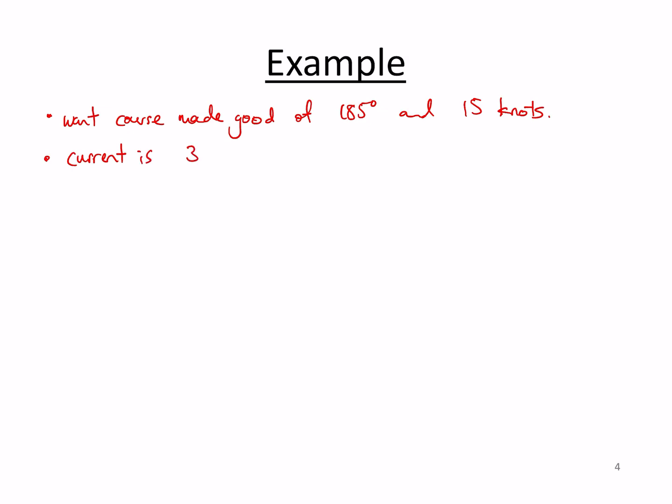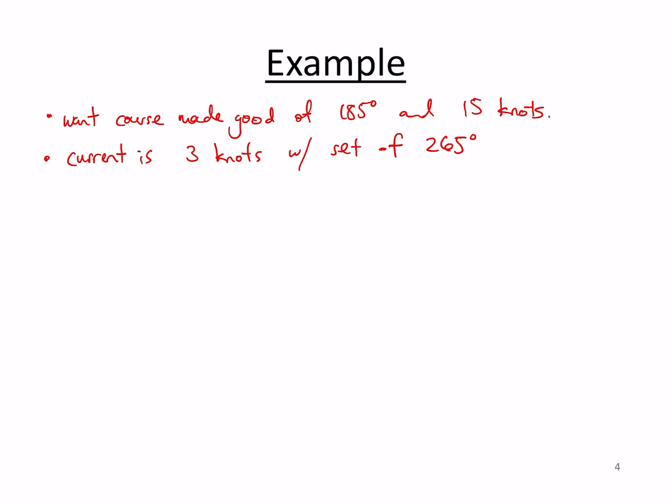Okay, so you desire to make good a course. So we want a course made good and speed made good of 185 degrees and 15 knots. And we know that the estimated current is 3 knots, so its drift is 3 knots, and with a set of 265 degrees. Okay.